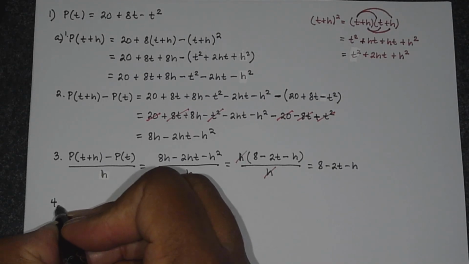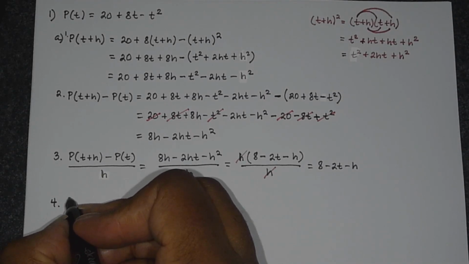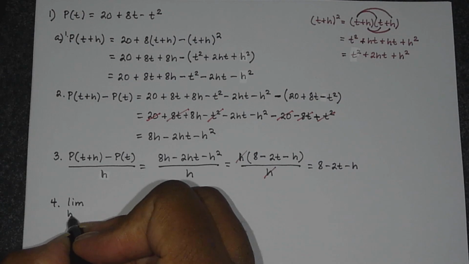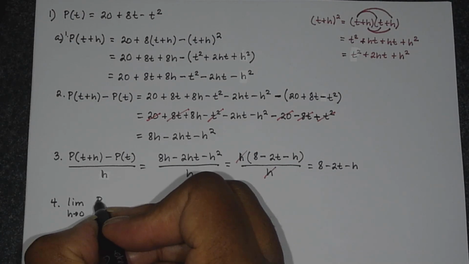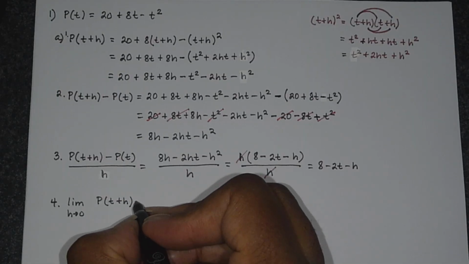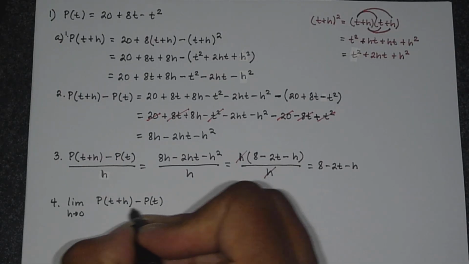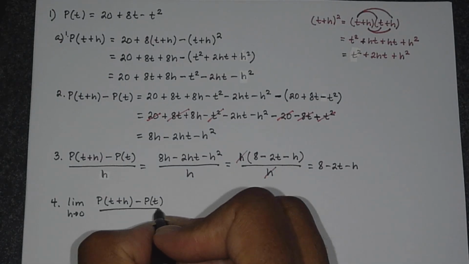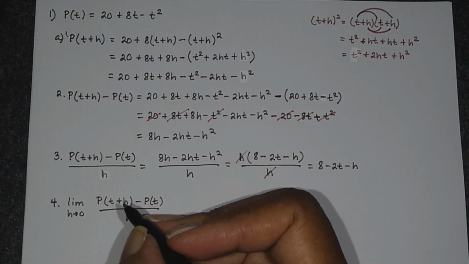And finally, step number 4 is taking the limit as H approaches 0 of that. There's no other way to break these problems down. That's it.